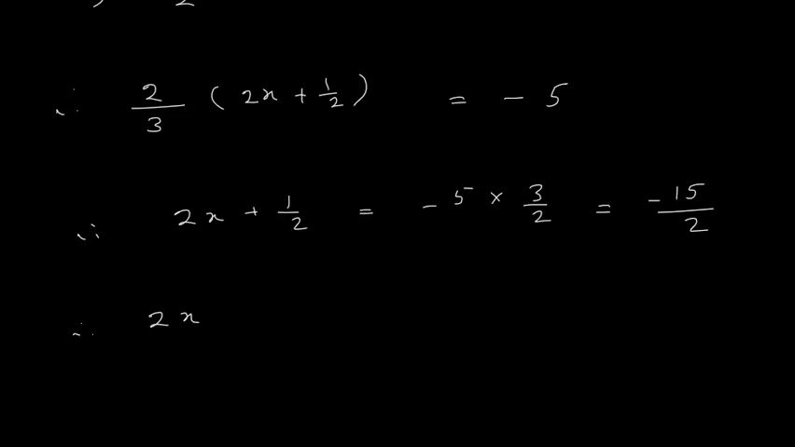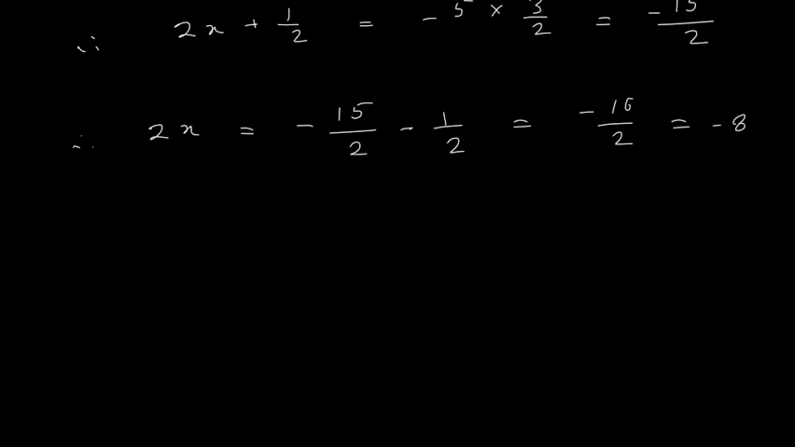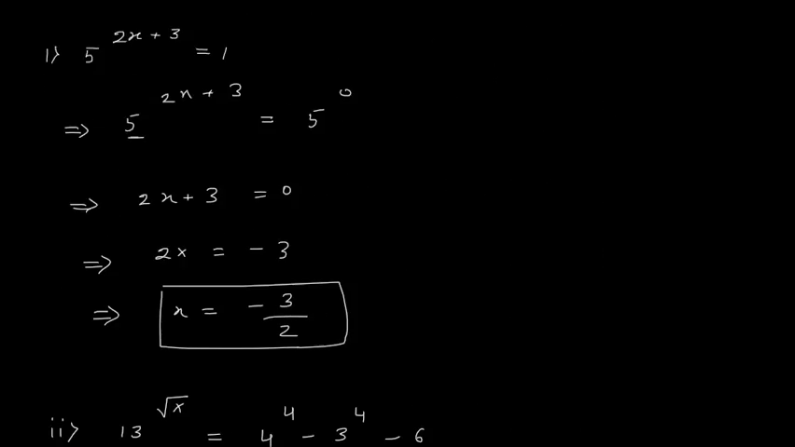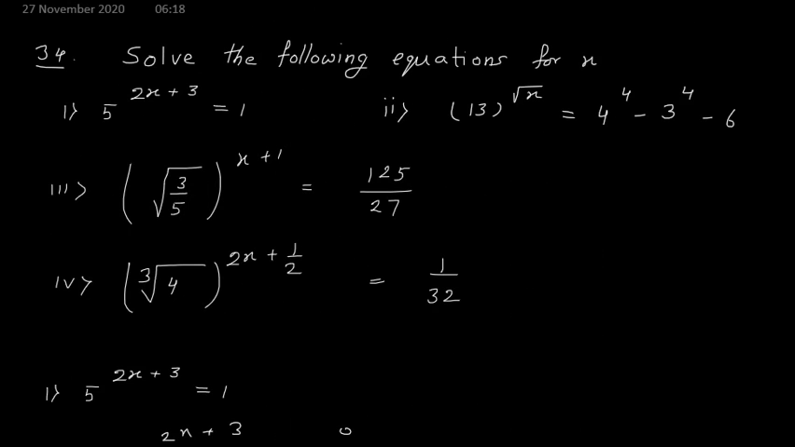Therefore we have 2x is equal to minus 15 divided by 2 minus half, which is equal to minus 16 divided by 2, which is equal to minus 8. So therefore the value of x is minus 8 divided by 2, which is equal to minus 4. We got x is equal to minus 4. Okay, all the 4 problems we have done.